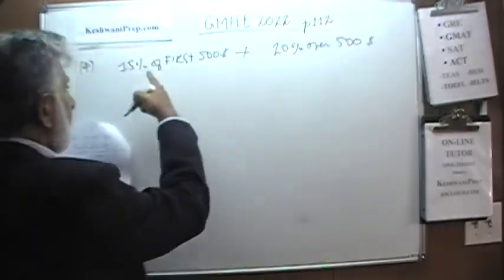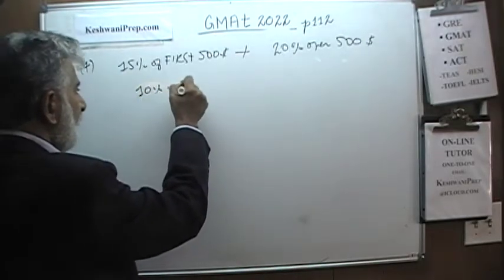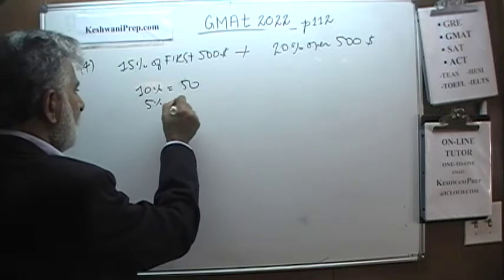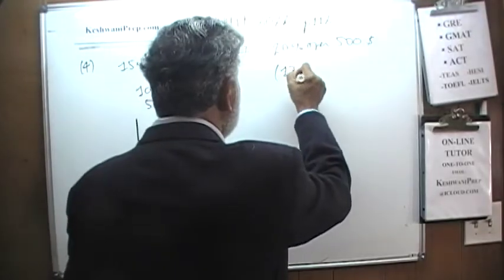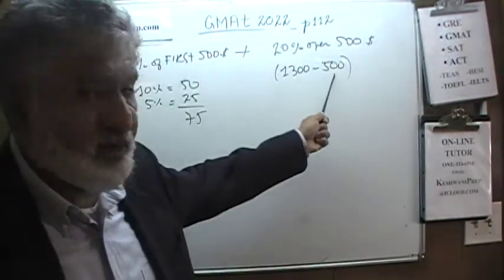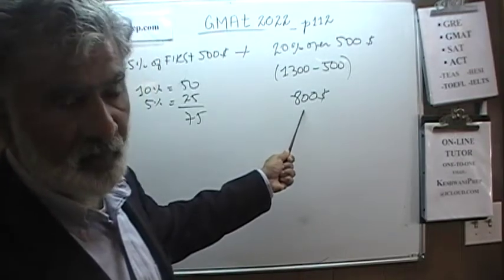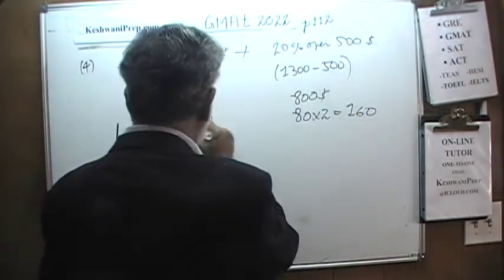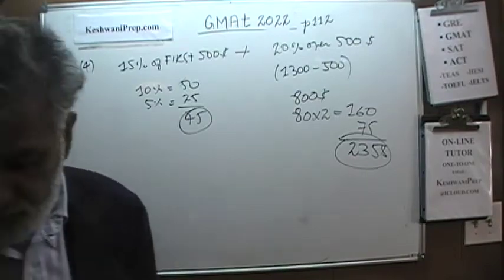First 500 is very straightforward. It's 15%. 10% of 500 is $50. Therefore, 5% would be $25. So we're going to earn $75 on the first 500. We are told that we have made a total sale of $1,300, which means that $1,300 minus the first $500 gives us $800, and we're going to earn 20% of that amount in commission. 10% is 80, so 20% is 80 times 2, which is 160. You just add up the two figures, 160 plus 75, and there you go. It looks like we're going to earn $235 in commission.